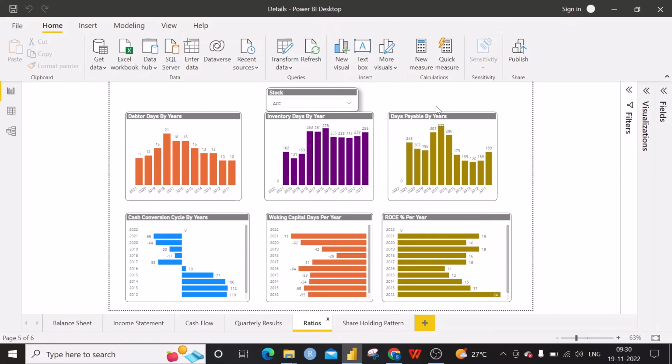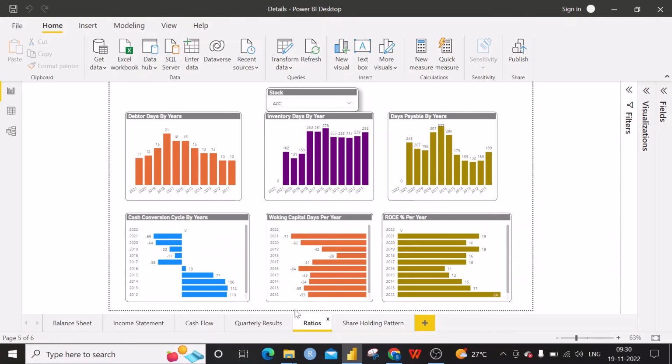The next parameter is ROCE percentage per year. It is return on capital employed. It is around 19% in 2021, really a good one, and it is increased from the previous year 2020. So it is also a very good reflection, that is ROCE per year.